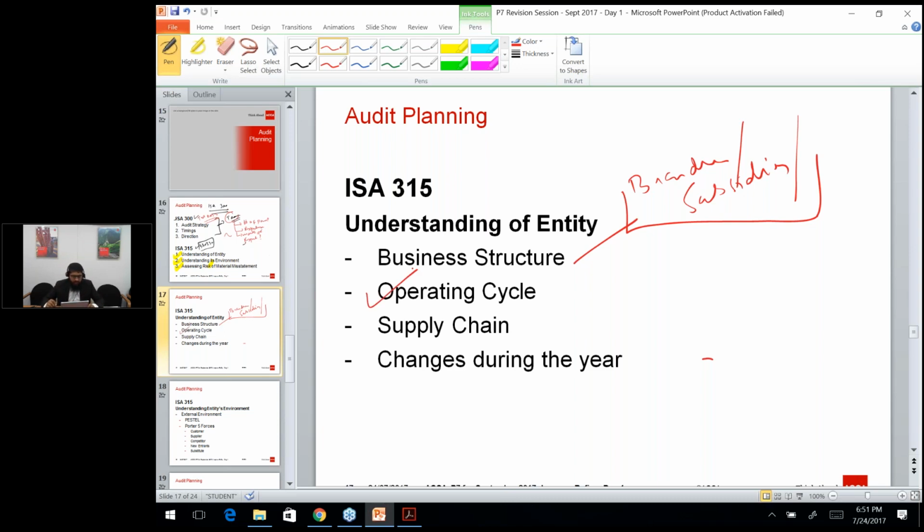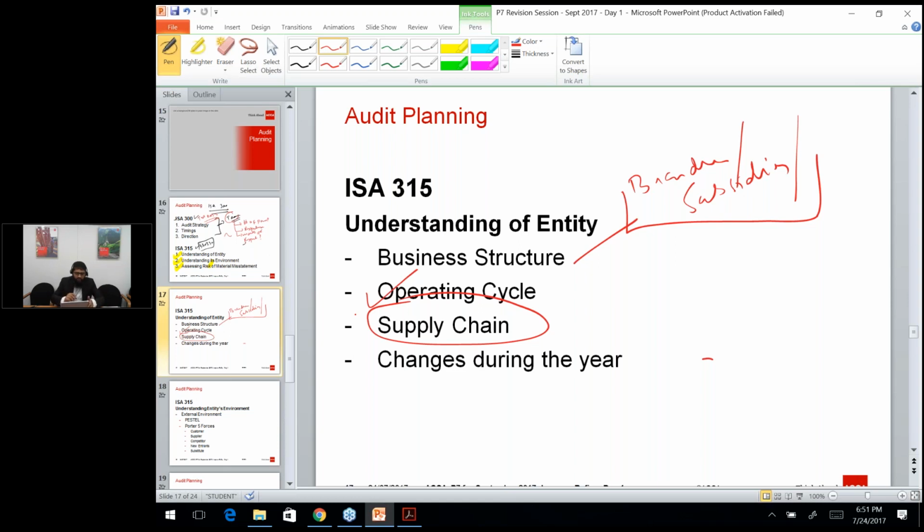Also, when understanding the entity, you need to understand the supply chain: where do they buy, whom do they sell to, how the raw material comes into their premises, how it goes into manufacturing, how it is packaged, who packs it, who sells it, etc. You need to understand the overall supply chain of the entity also.